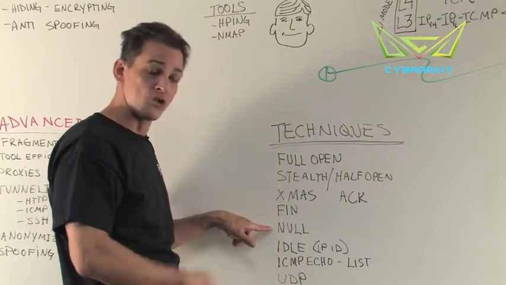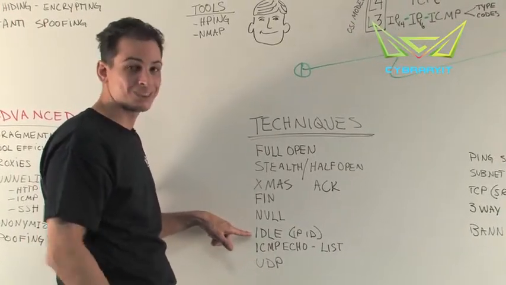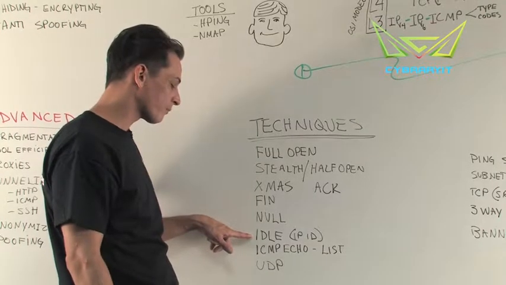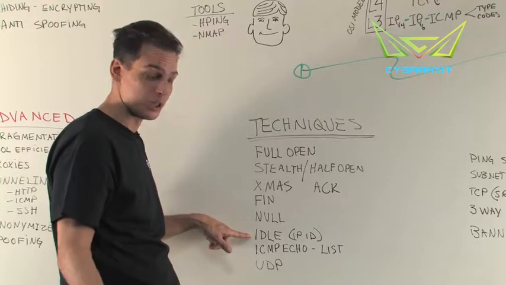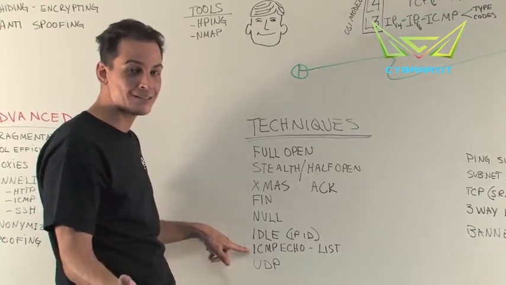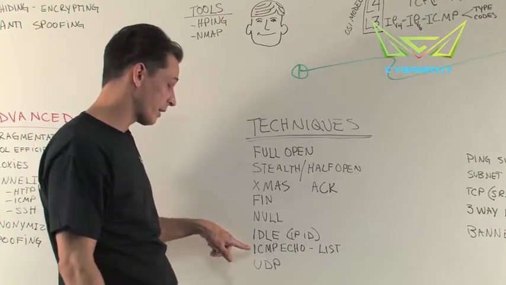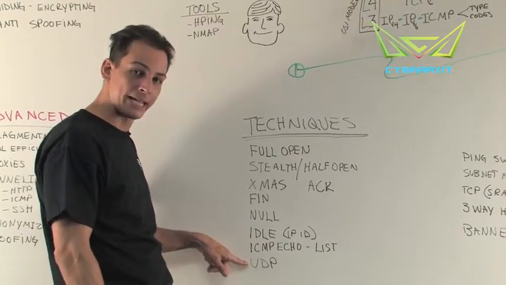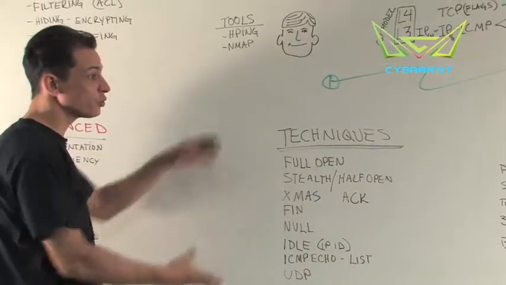Null scans, no TCP flags are set. Idle scans or zombie scans, this is definitely an advanced technique because it allows you to find information about your target without ever touching it. ICMP echo scans, also called list scans. It's a list scan because you can incorporate DNS results in addition to just getting ICMP back. And then UDP scans, but remember UDP doesn't have flags. Okay, so those are some of the techniques.